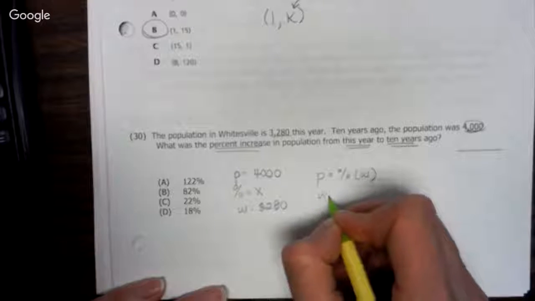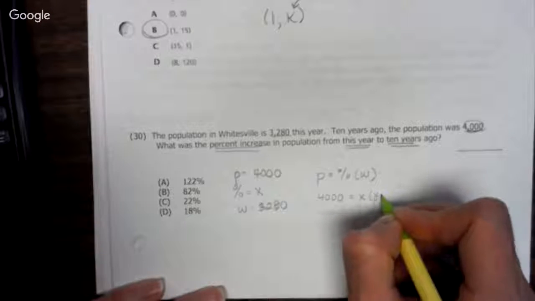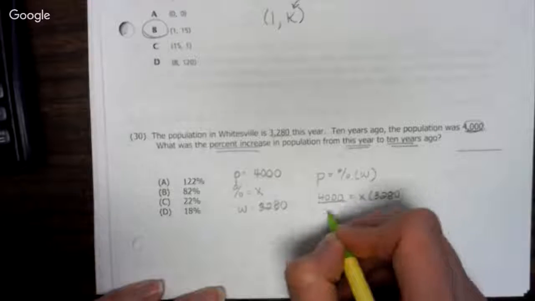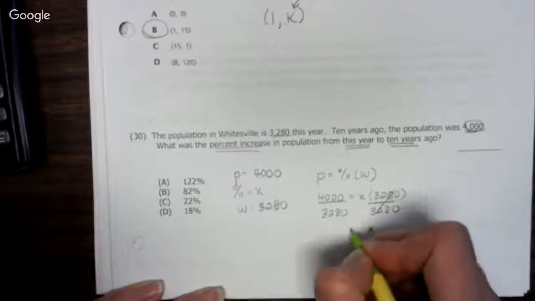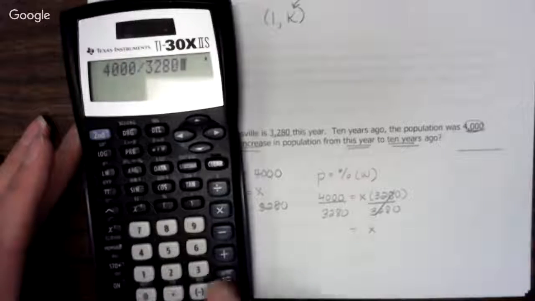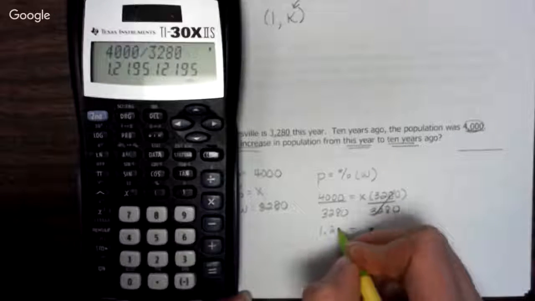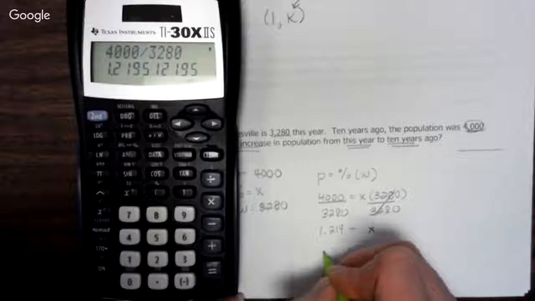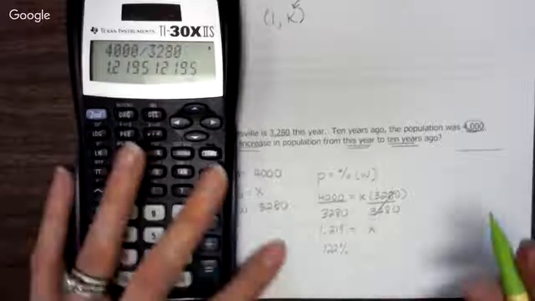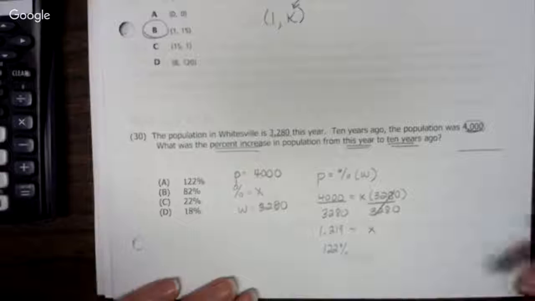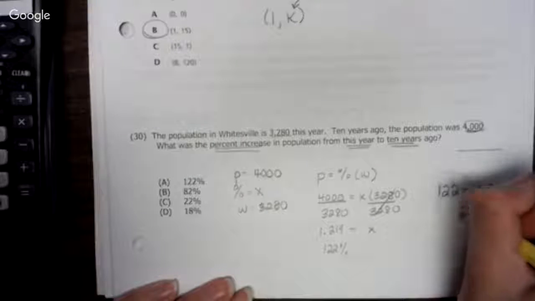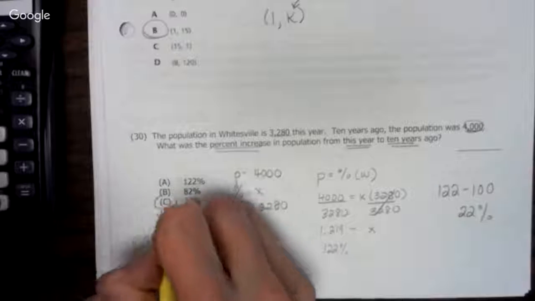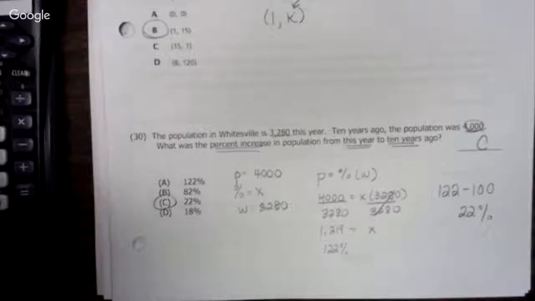All right, so 4,000 is my part. 3,280 is my whole. I'm going to divide both sides by 3,280. So X is equal to, so let's take this 4,000 divided by 3,280. Gives us 1.219. Okay, I'm going to stop there. That's about 122%, which is not my answer. Because remember, it always starts at 100%. So if it's now 122, we're going to subtract 100, which would put this at a 22% increase, not 122% increase.